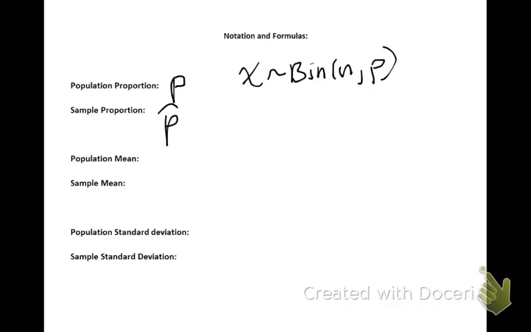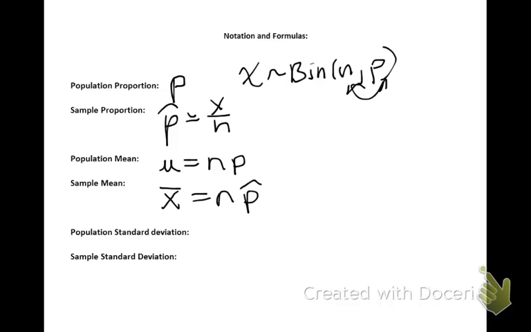This is what we usually are able to find and know. P hat is your number of successes in the sample out of your sample size. This is an important formula that you'll need to refer back to. The average for a binomial distribution is represented by the symbol mu, and the formula for it is to multiply n and p. The sample mean is x bar, and the formula for it is n times p hat.